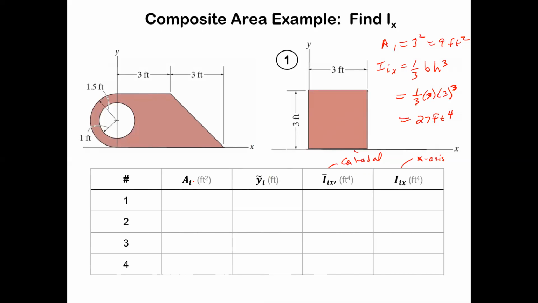Which is 27 feet to the 4th power. So we tabulate all this stuff, and we find that A_i is 9. What is y tilde i? Yeah, the distance to the centroid. It really should be a y bar i, right? It's the distance to the centroid right here, which is 1.5 feet. And so we put a 1.5 there, and Ix, which is 27. The rectangle, that one's pretty easy.